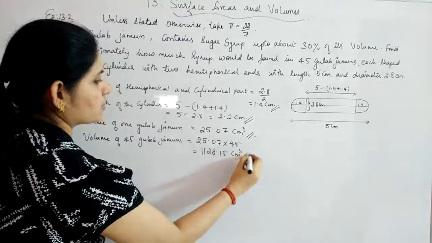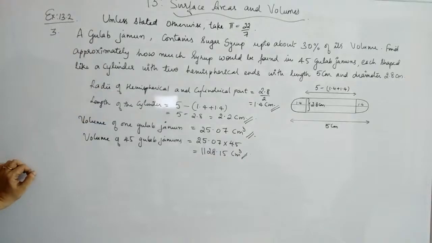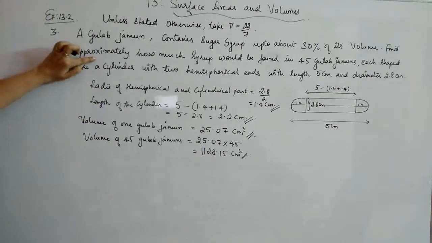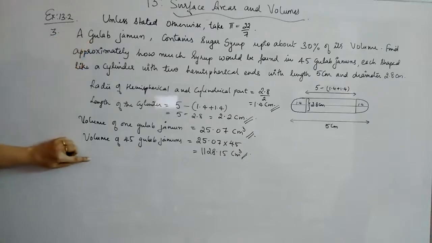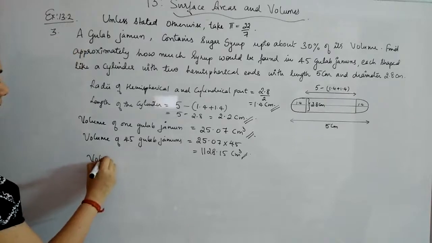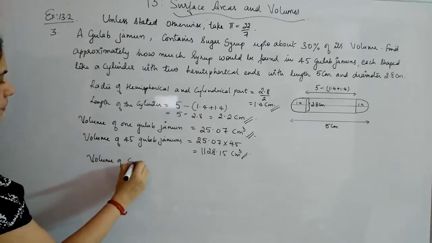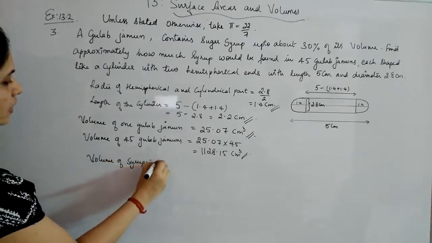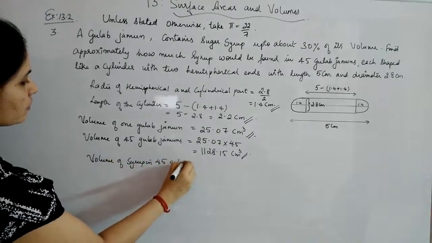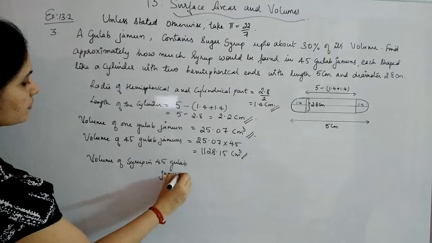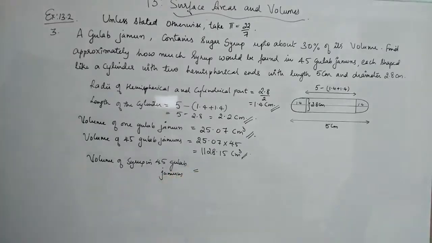Again, centimeter cube. Now you have to find out how much syrup is there in 45 gulab jamuns, and you know that the sugar syrup contained in one gulab jamun is given to be 30%. So the volume of the sugar syrup in 45 gulab jamuns will be equal to 30% of the volume of 45 gulab jamuns.